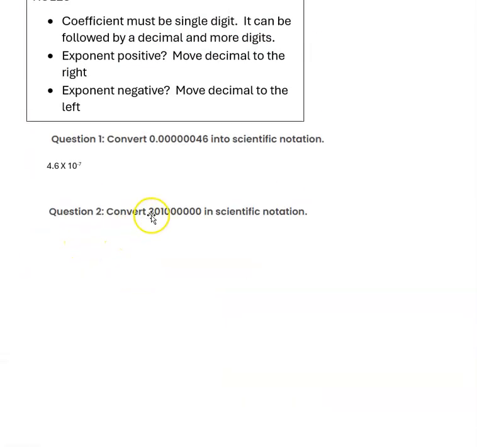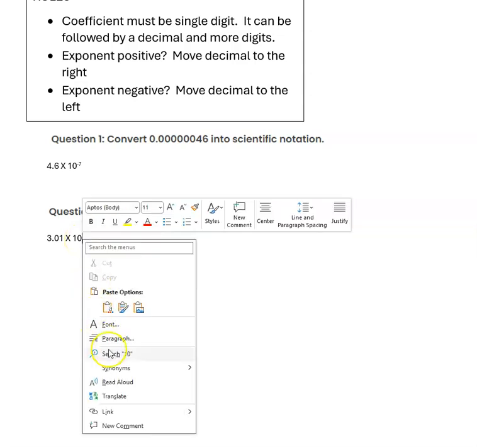So immediately I'm going to go to just my non-zero digits. But I do have to include this 0 in the middle because of this 1. So I'm going to call it 3.01. Then I'm going to say times 10, and it's going to be 10 to the something or other. Now I'm looking at it, it's a large number, so it's going to be a positive number.